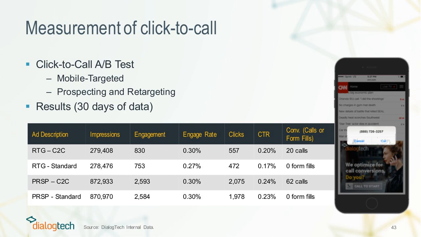And you can see that on the engagement side, specifically for retargeting, the engage rate and the click-through rate is much stronger than just the standard retargeting campaign. And then also, we got 0 form fills from these campaigns. But we got 20 calls from the retargeting, and we got 62 calls directly from the prospecting. And by having this technology in place, I can actually then listen to the conversation. I can feed that data into my CRM tool, and I can optimize that data.